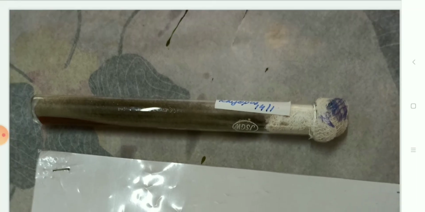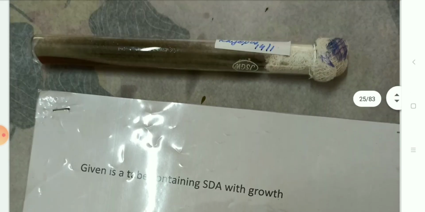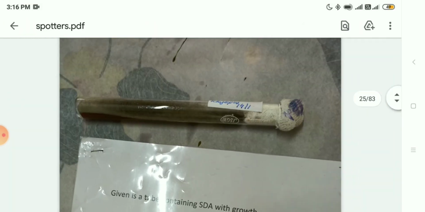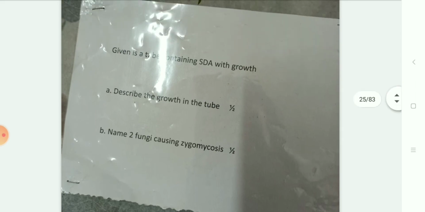In Rhizopus, it becomes brown black later due to sporulation. Rhizopus becomes brown black later because of sporulation. Initially it is white. So name 2 fungi causing zygomycosis. Zygomycosis is caused by Rhizopus and Mucor. Describe the growth in the tube, as we already described it.